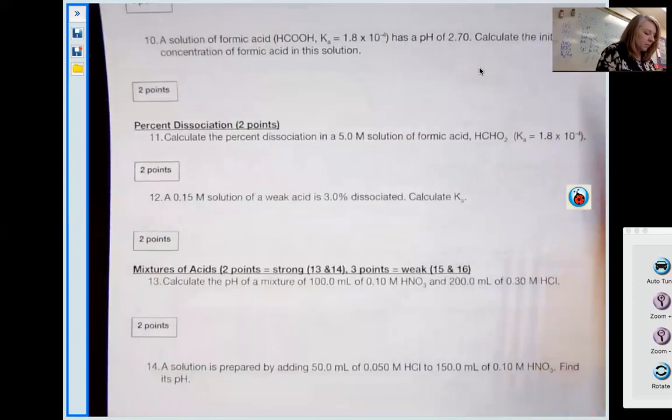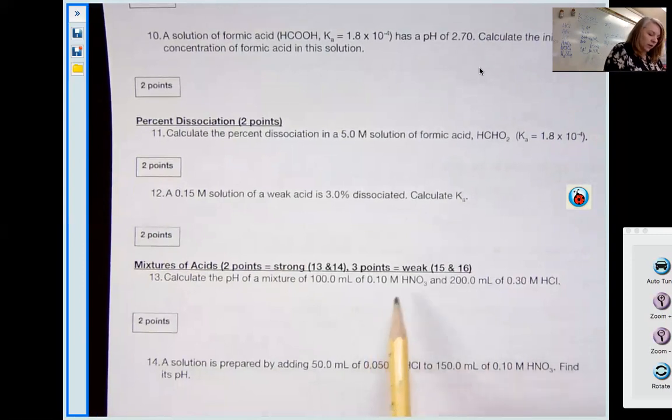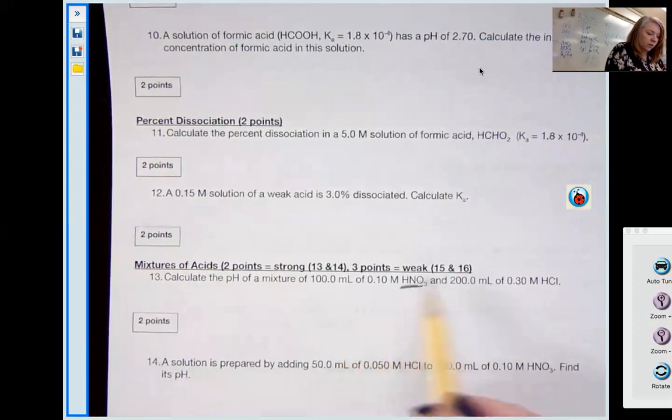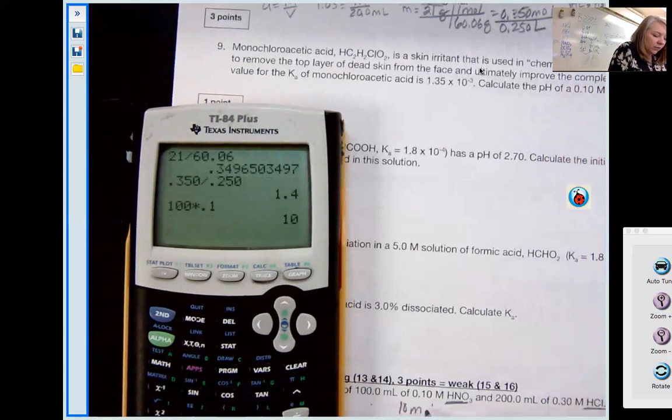Okay, when you have a mixture of an acid, it's all about the strong one. And in these two, this acid mixture, they're both strong. So you're just going to combine them. Okay, you got 100 mils of this, and you've got that molarity. So find out how many millimoles you have of each one, add them together. Since both of these are strong acids, if I take 100 times 0.1, I'm going to have 10 millimoles of the nitric acid, and then 200 times 0.3, I'm going to have 60 millimoles of the hydrochloric, add them together, that's 70 millimoles.